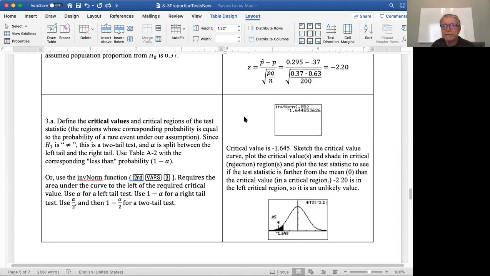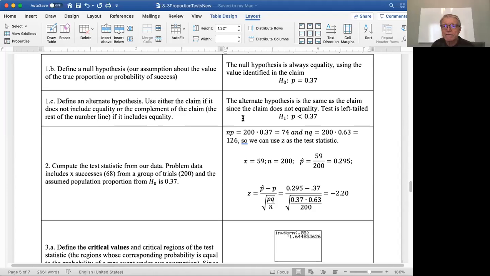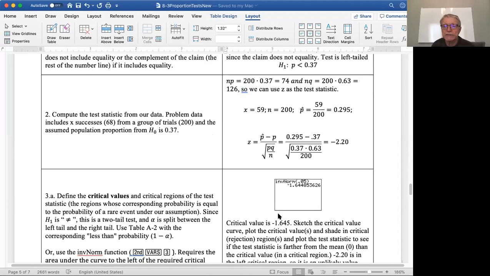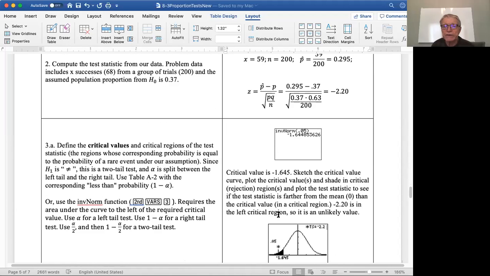This is a left-tailed test from H1. It says less than, so that's a left-tailed test, which means the area underneath the curve farther away from the mean on the left is going to be alpha, all of alpha, so it's going to be 0.05 in this case. So let's take a quick journey to our calculator.